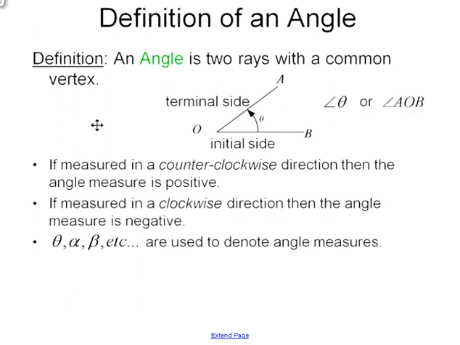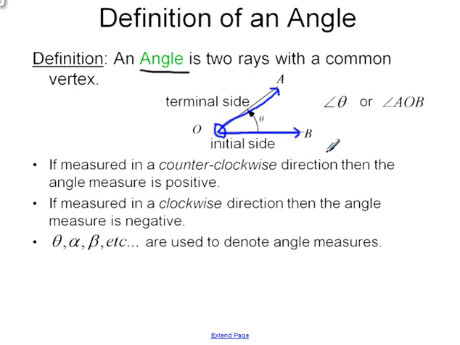So here's some basic definitions you need to know in order to be successful in the class, not only for this chapter but for later on. So first we have an angle. An angle here is two rays with a common vertex. And what you can see here, here's your vertex that's circled in blue. The rays are these two lines extending from that point and then out to infinity in both directions.